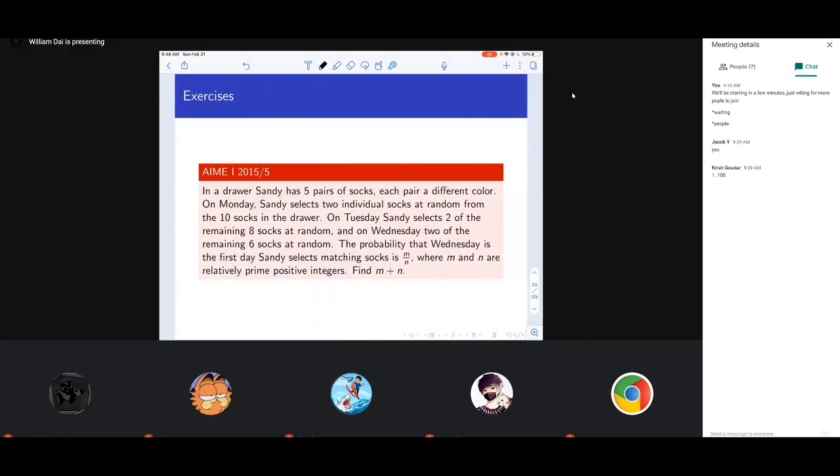Okay, and here's an exercise. I'll give you guys a couple of minutes. Actually, this is an AMC number 5, so it's decently hard. I wouldn't expect you guys to actually solve it right now, because this is an AMC 8 level class, but you should think about it and try to see what you get.